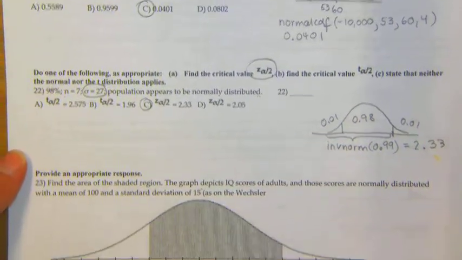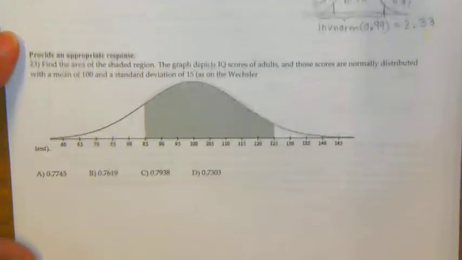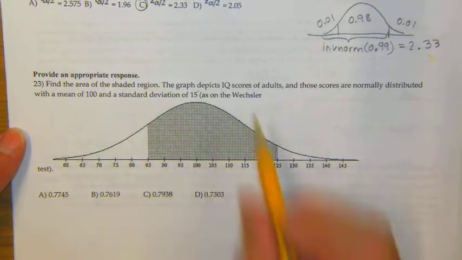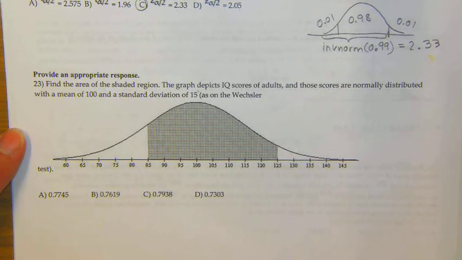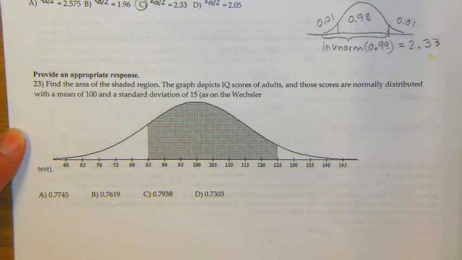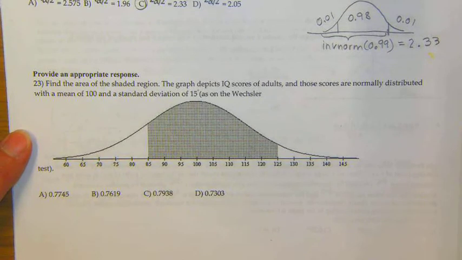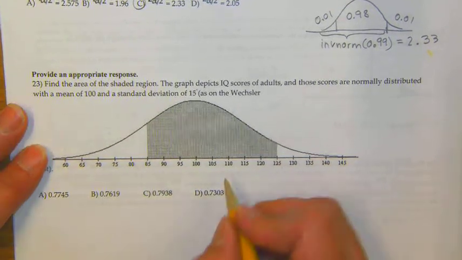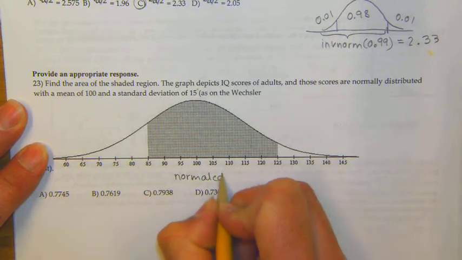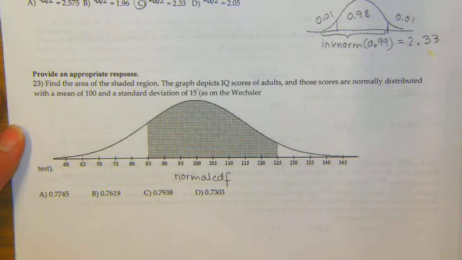Alright, that's number 22. Now 23, we're supposed to find the area of the shaded region. The graph depicts IQ scores of adults, and those scores are normally distributed with a mean of 100, that's our middle value here, and a standard deviation of 15, as on the Wechsler test. Okay, finding the area between 85 and 125 means we're going to use the normal CDF. We can convert our x values to z-scores and then use the tables or use the normal CDF.